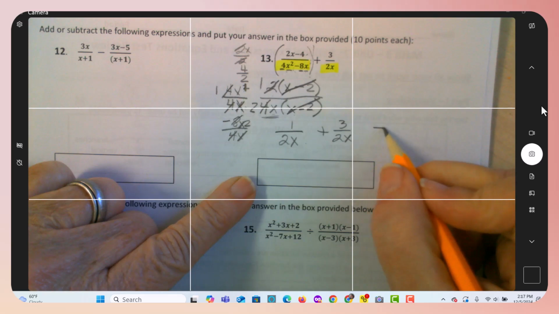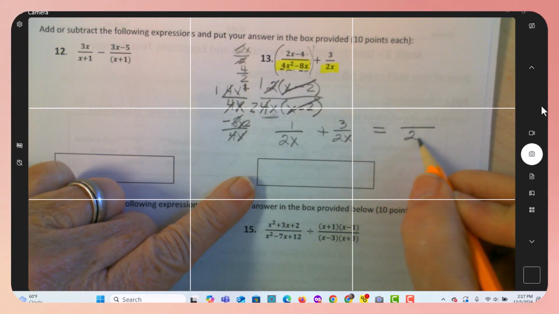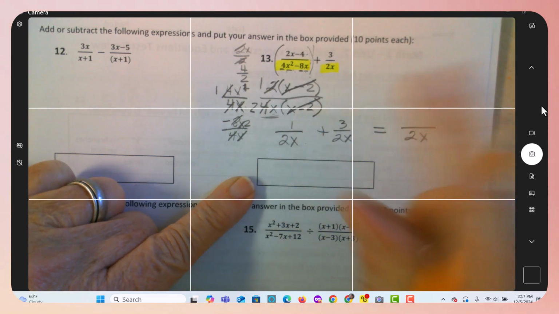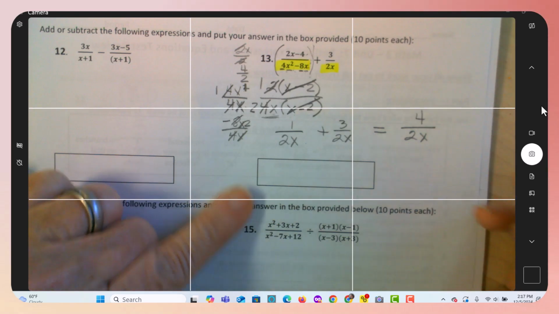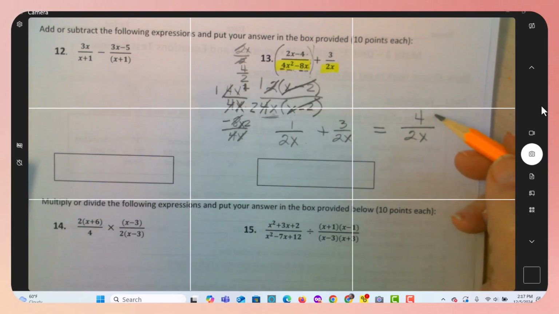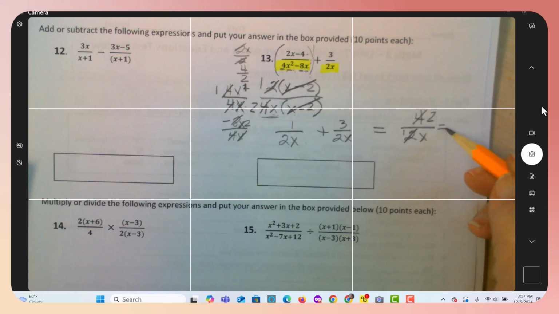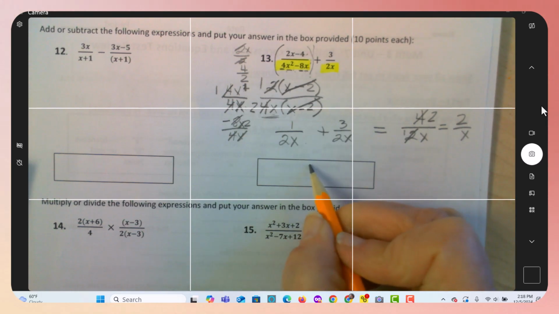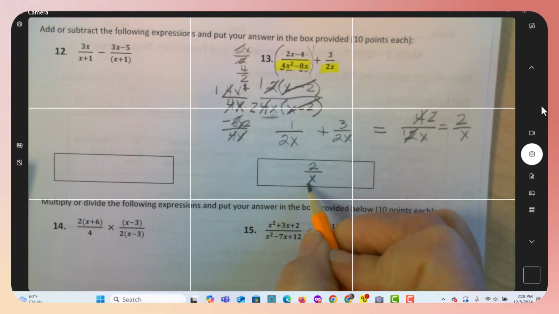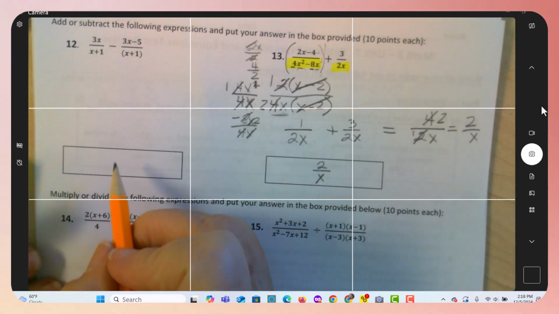Okay, so the common denominator, we're just going to write it as 2x, and then 3 plus 1, add the numerators, is 4. Okay, now we need to look again, and 2 goes into 2 once, and 2 goes into 4 twice. So our answer is 2 over 1x, or 2 over x.